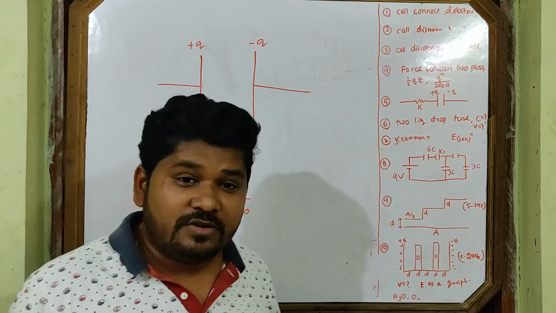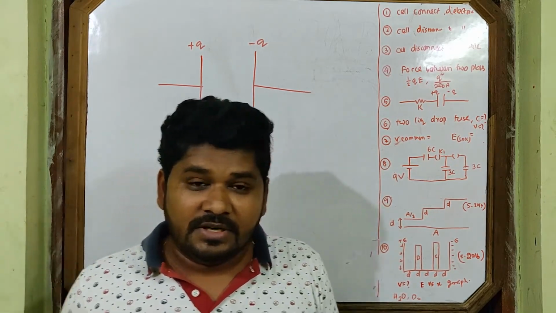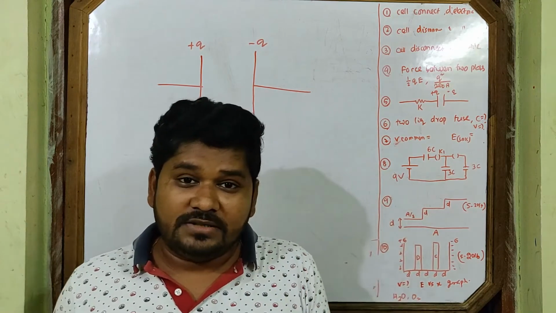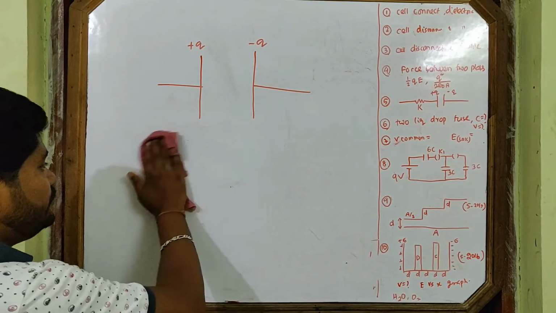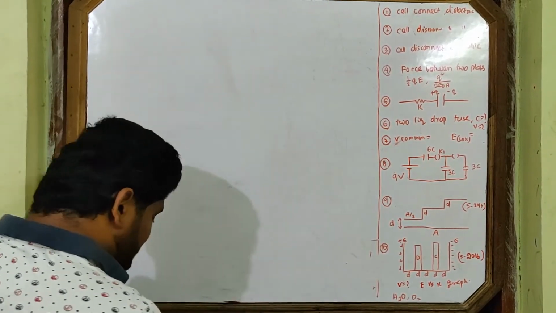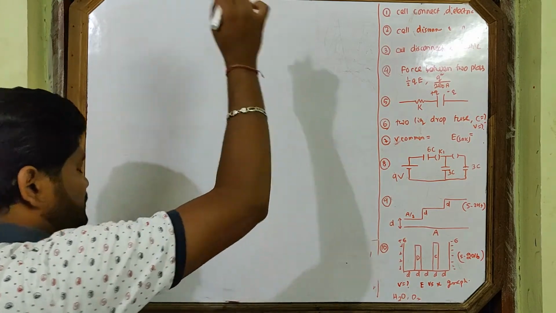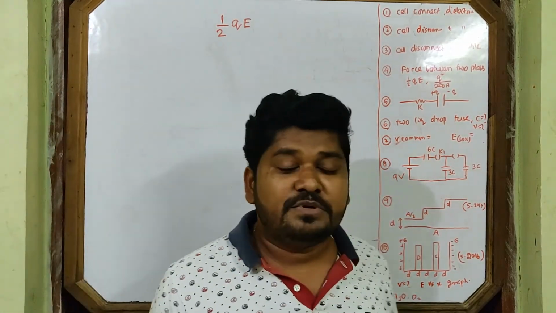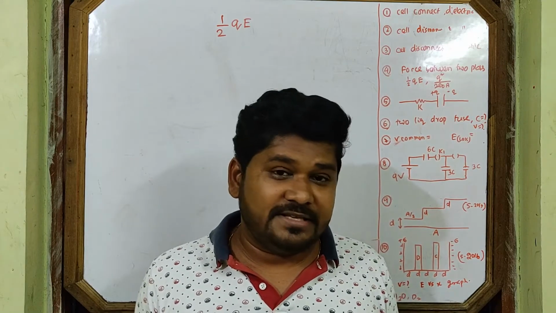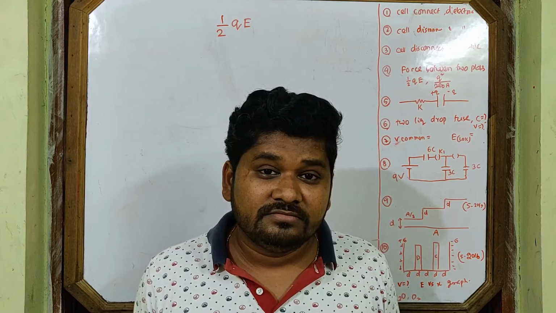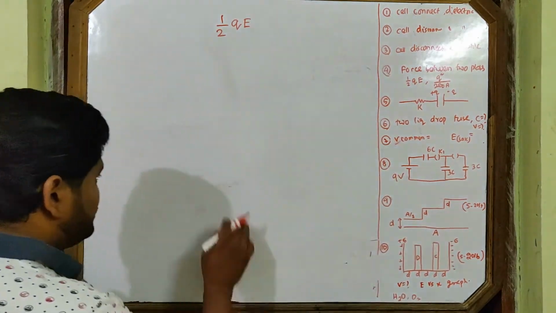But in the NCERT book one question is there. It is directly specified. Prove that force between two plates of capacitor is half QE. The question is given like this. Prove that force between two plates of capacitor is half QE. If the question is kept like this, then what will we do? Then we have to prove it. Okay, how will we prove this one?